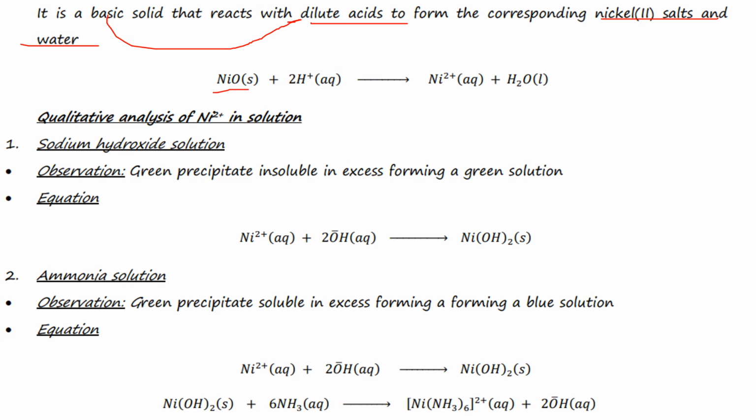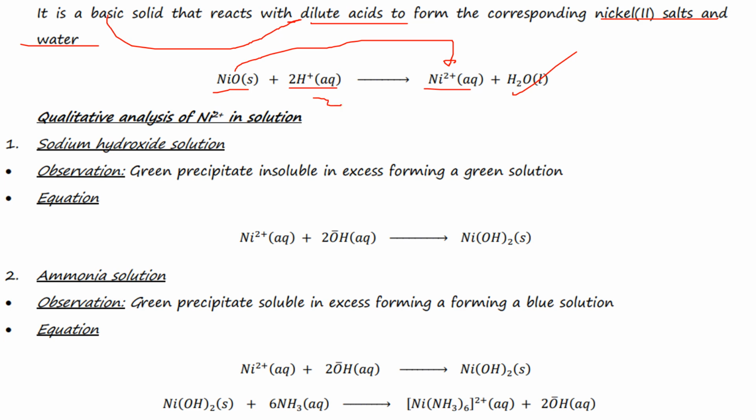So nickel 2 oxide reacts with an acid, just like I said. Whenever you react an acid with an oxide, we form a salt together with water. But whenever you react an element with an acid, we form a salt together with hydrogen gas. So you need to be very, very aware of that.